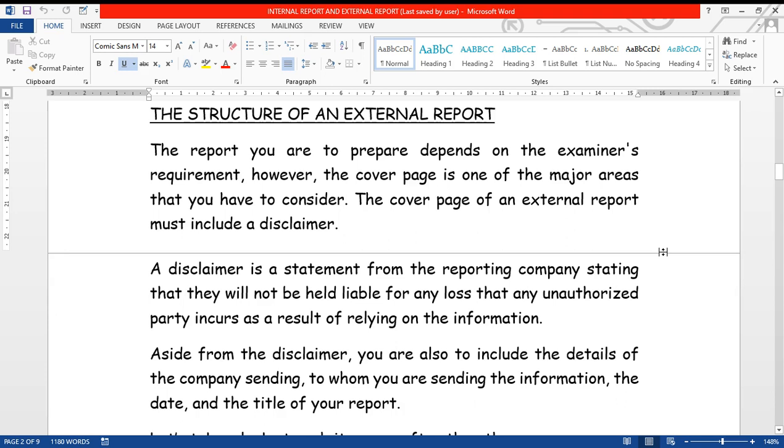So you have to look at the requirements of the examiner in the question paper. And the cover page is one of the major areas you have to consider. Do you understand? The cover page is the first page.